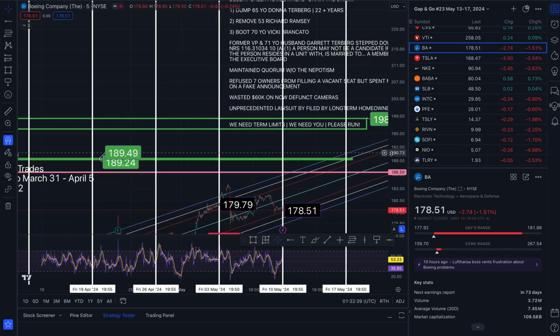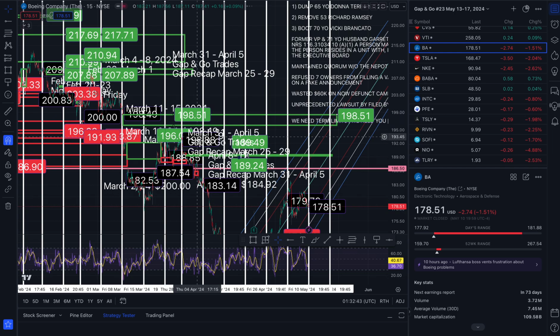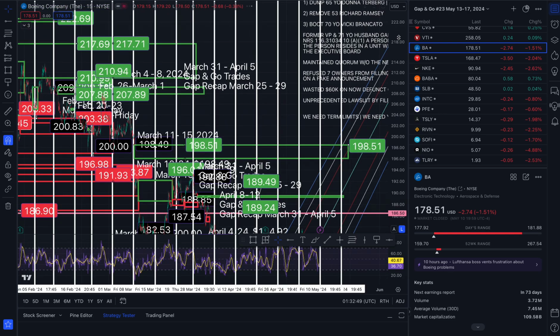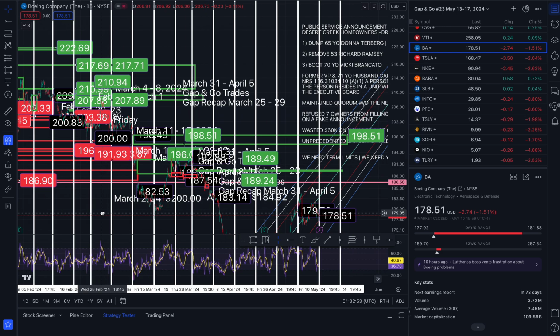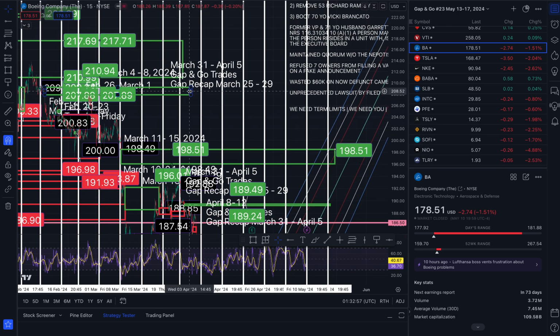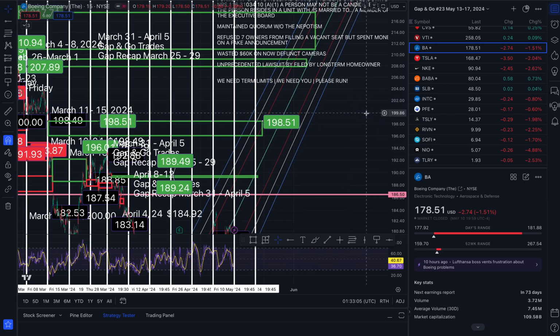And, oh, is that? No. Let me just see something. Oh yeah, we got a lot of gaps to fill to the upside that I've been tracking for a long time. Yep. Thank you, Boeing. What a deep disappointment. Okay, so that's it for Boeing.